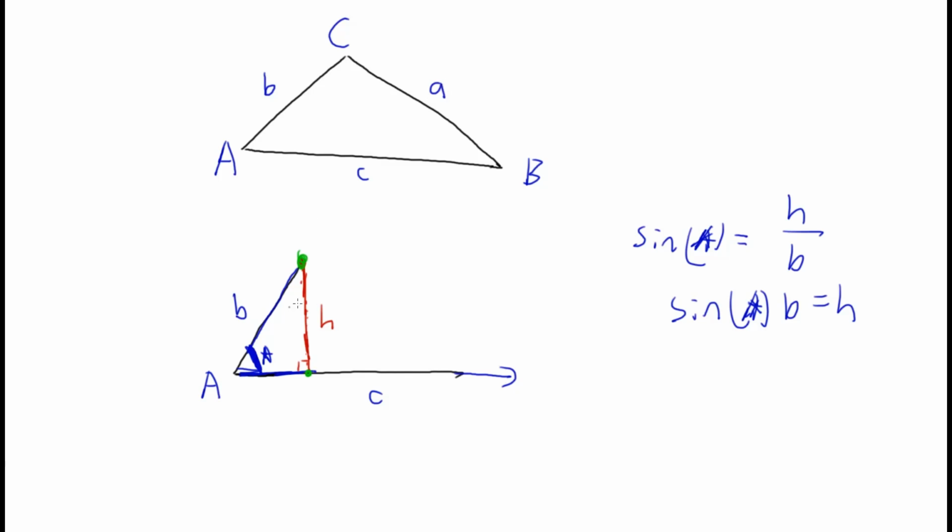However, if side A is longer than the height, but it's shorter than length B, then there are two possible triangles. So in this case, you could have side A going from this point down to here to make a triangle, or you could also have it going from this point down to here to make another triangle. So if side A is longer than the height, but shorter than side B, then there are two possible cases. And I think this goes over the basic ways to tell how many different triangles there are.